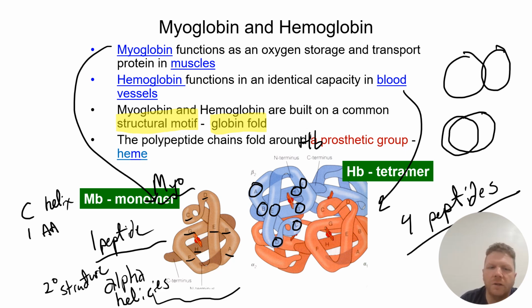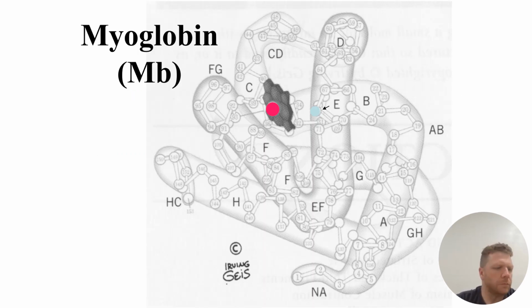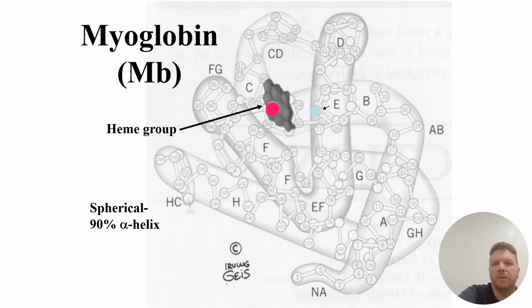The polypeptide chains fold around a prosthetic group, which I'm going to highlight right here. That prosthetic group here, here, here, here, and here is a molecule known as heme. Heme holds on to an iron ion. Now, this is another depiction of myoglobin with that heme highlighted. In the center of that heme is an iron ion, and that iron ion is what is responsible for coordinating and binding to oxygen.